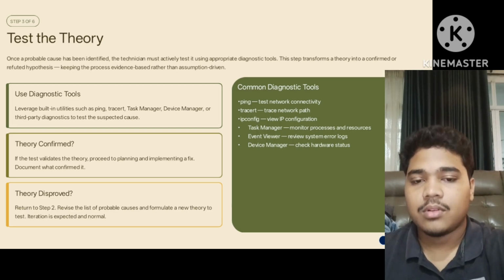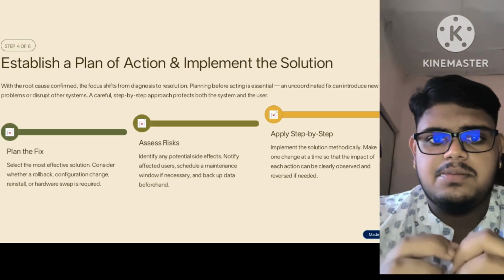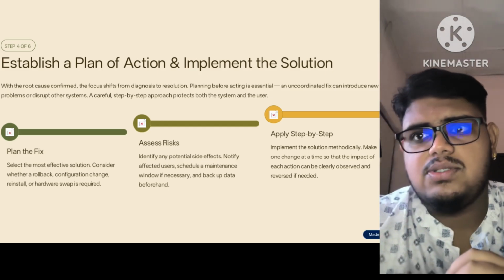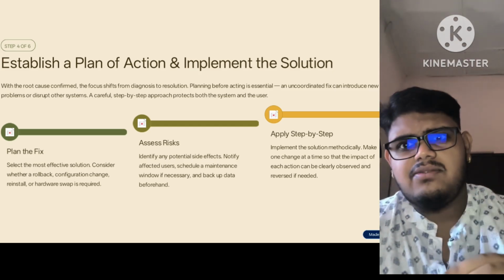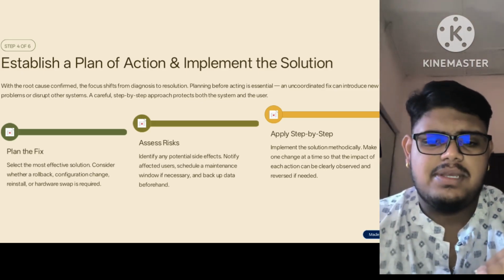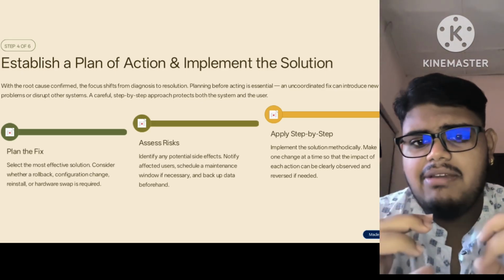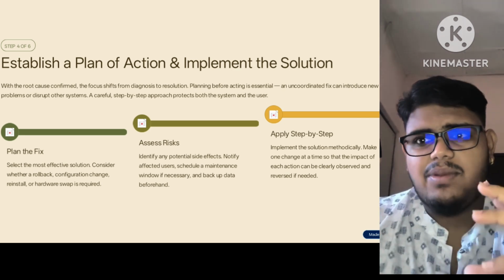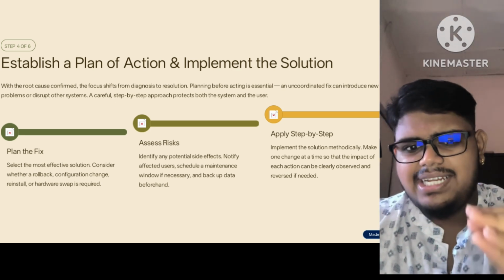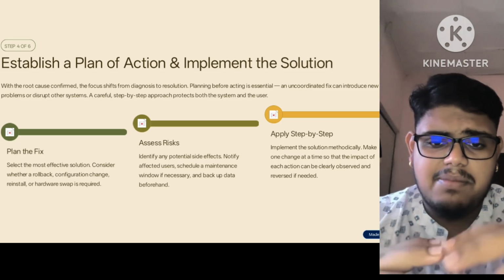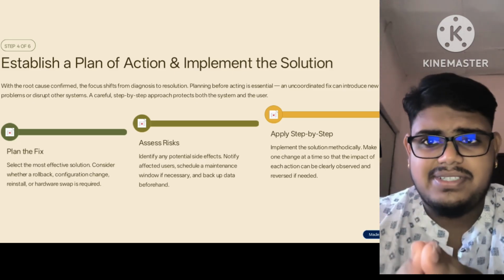The fourth step in this process is that we have to establish a plan of action and implement the solution. So once the correct cause is confirmed, the technician should plan the best way to solve the problem and apply the solution carefully. So what do we have to do? The first step that we are going to do is choose the most effective solution that can help the problem to be solved efficiently.